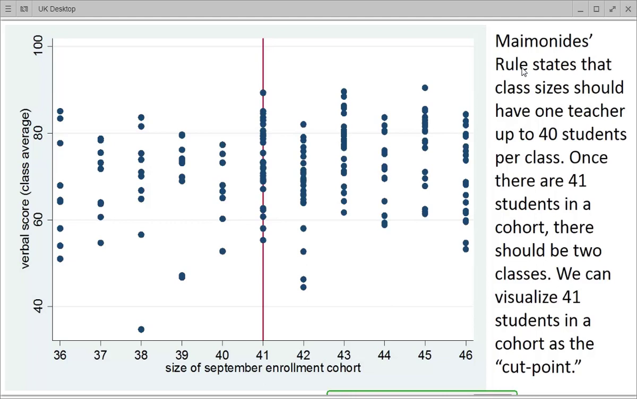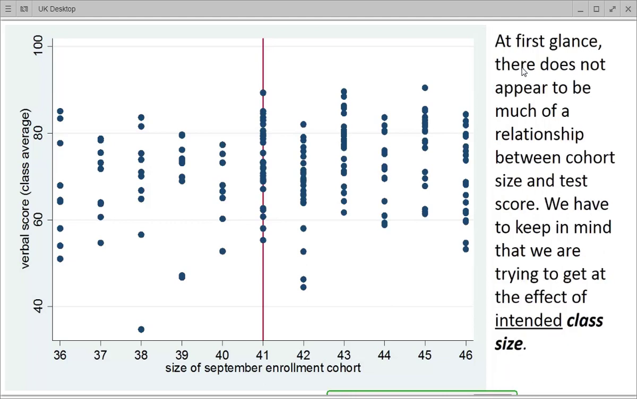Once the 41st student is enrolled in a school as of September, entering the school year, then classes are divided into 2 smaller classes of 20, 21, 22 students. So all of the classrooms on the right-hand side of this cut point are smaller in terms of the number of students in the class. That marker at 41 students is where things first get divided. I put that red line in there indicating the cut point, or the dividing line, between students in the smaller versus larger class condition.